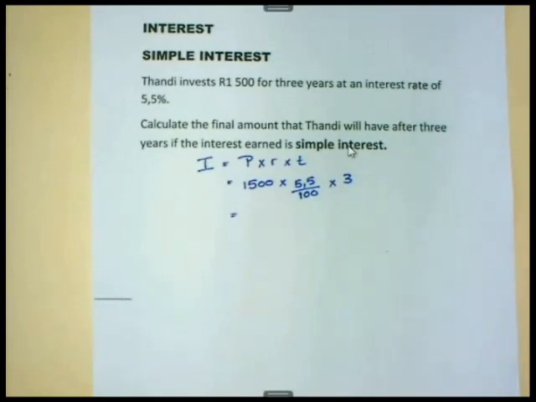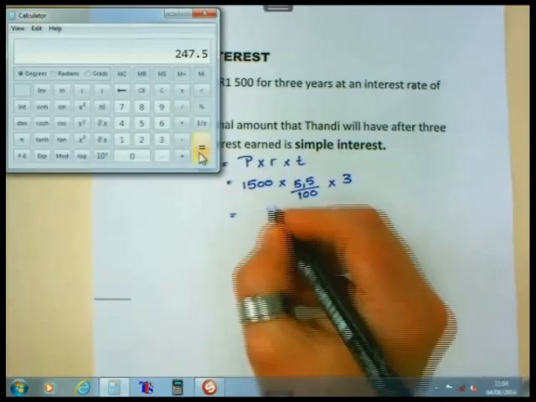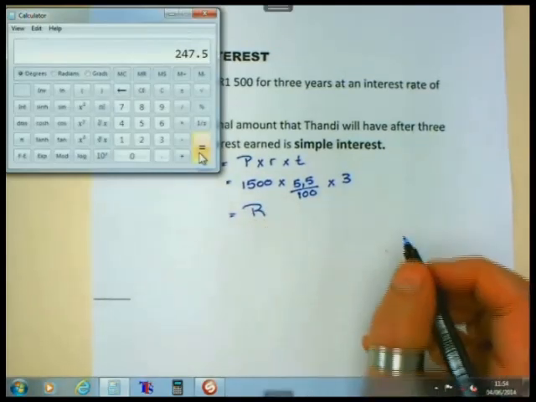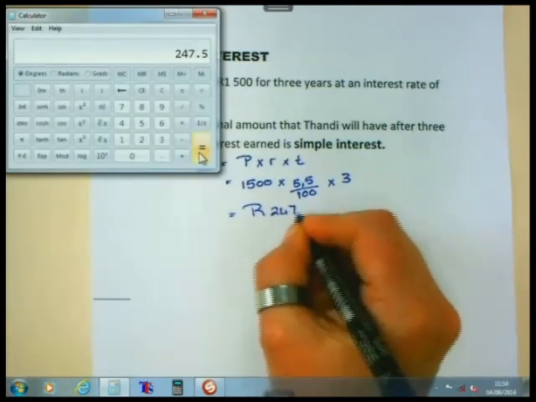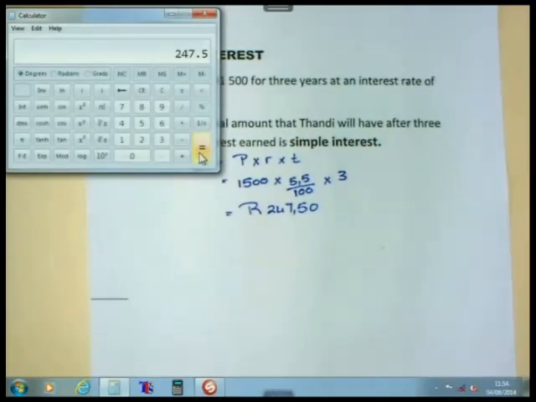If I go and work this out, let us look on the calculator. 1,500 multiply 5.5%. I see that the total interest that Tandi will receive after 3 years will be 247 Rand 50 cents. Let me just explain to you what this simple interest in fact means.